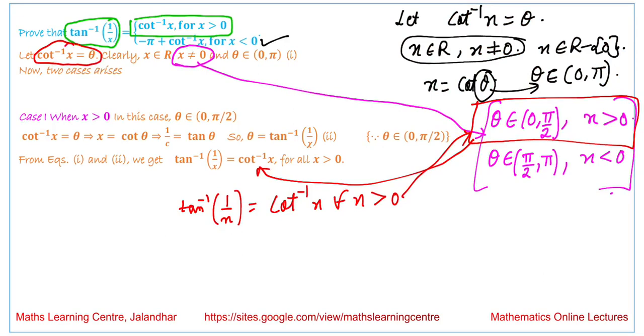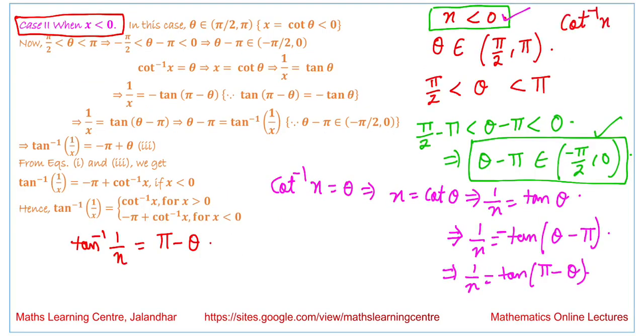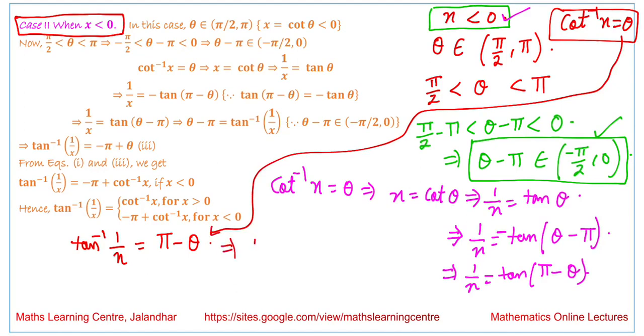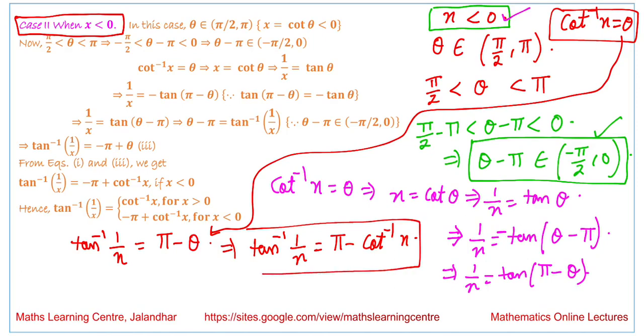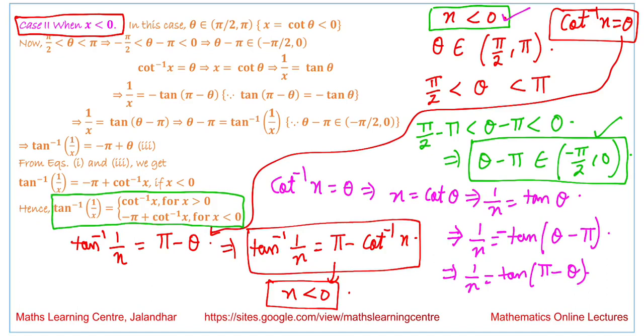We started solving this problem by considering that cot inverse of x is equal to theta. So when we substitute this value of theta over here, the answer we obtain is that tan inverse of 1 by x is equal to pi minus cot inverse of x, and this is when x is less than 0. So by combining both these results, we obtain tan inverse of 1 by x is equal to cot inverse of x for x greater than 0, and it is minus pi plus cot inverse of x for x less than 0.